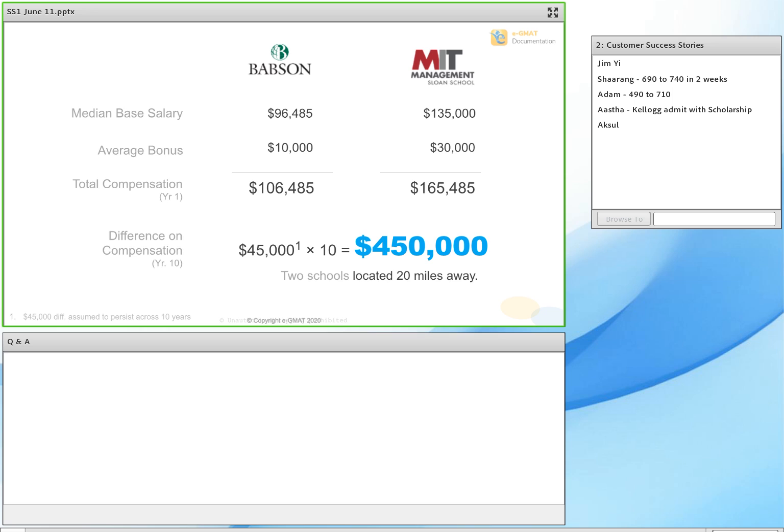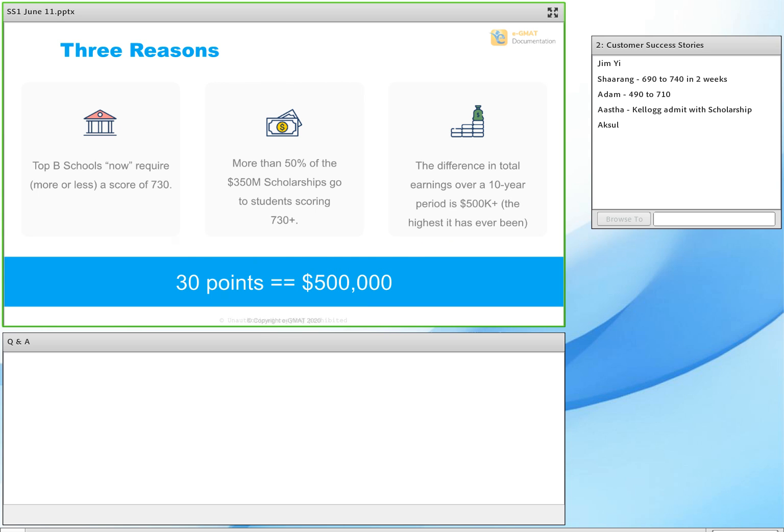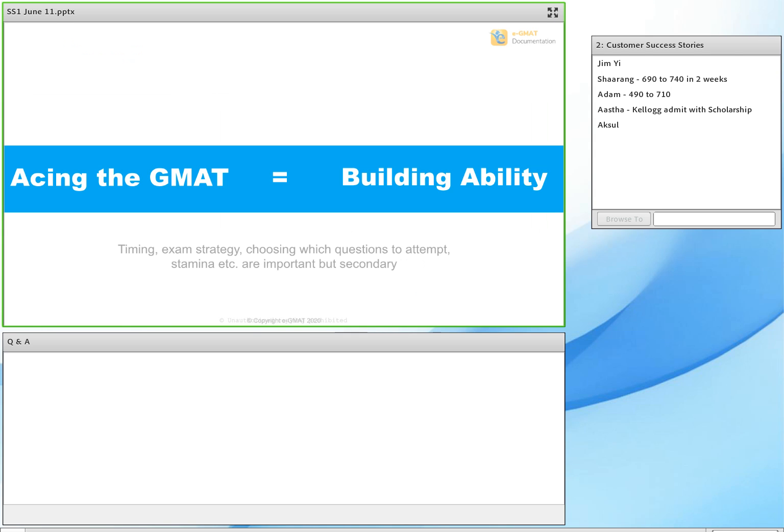So the first year compensation delta is about 60K. Even if you take the delta to be 45K, because you want to be conservative, and do a linear cash-in over a 10-year period, you're looking at about 450K. And these are two schools located about 20 miles away. So the bottom line is these 3 points could lead to a delta of at least $500,000, and this is, in my opinion, a conservative number based on what I've seen. So aim for that 740 or higher score.